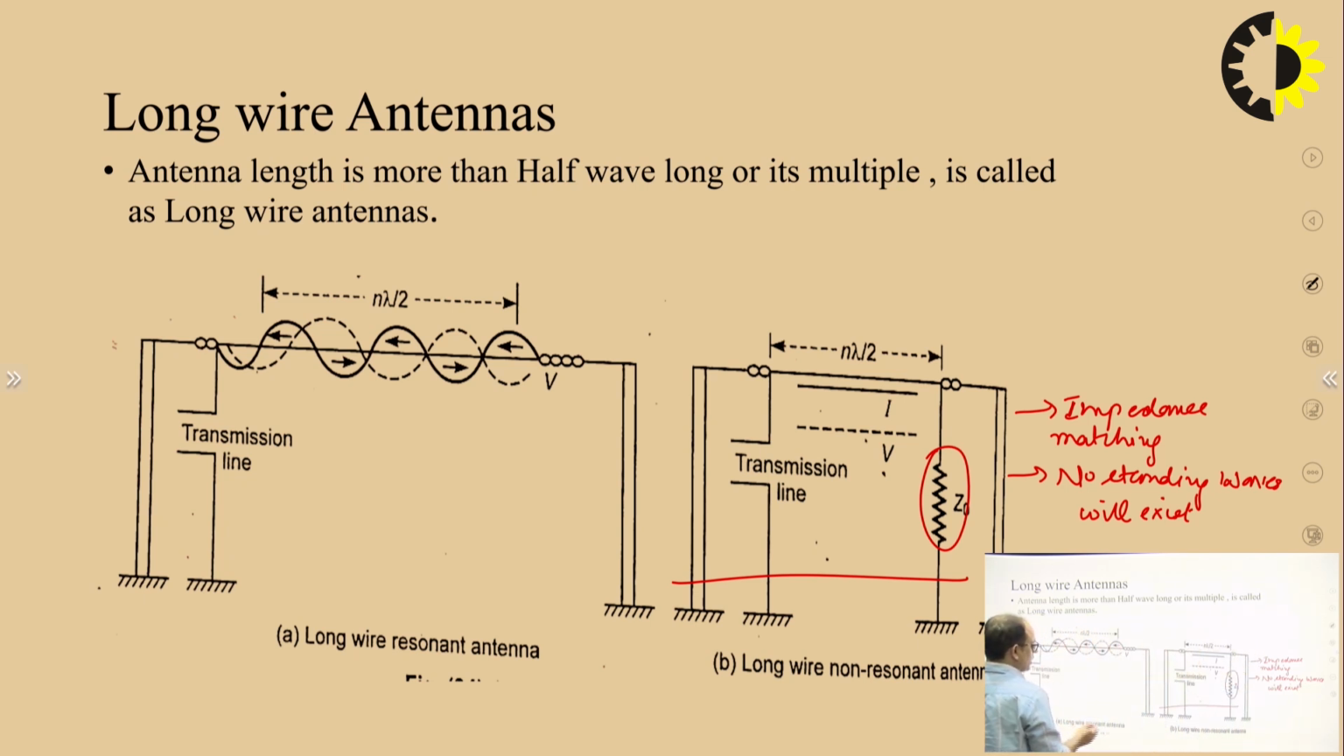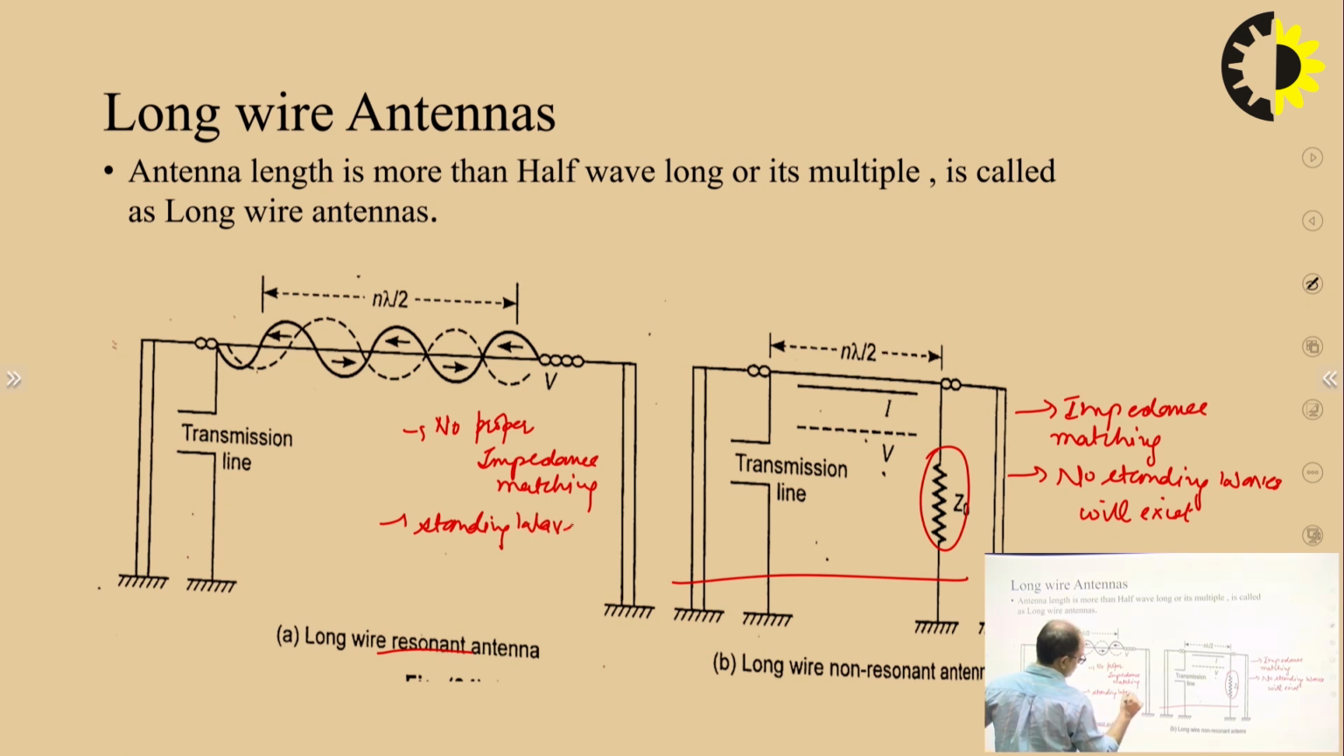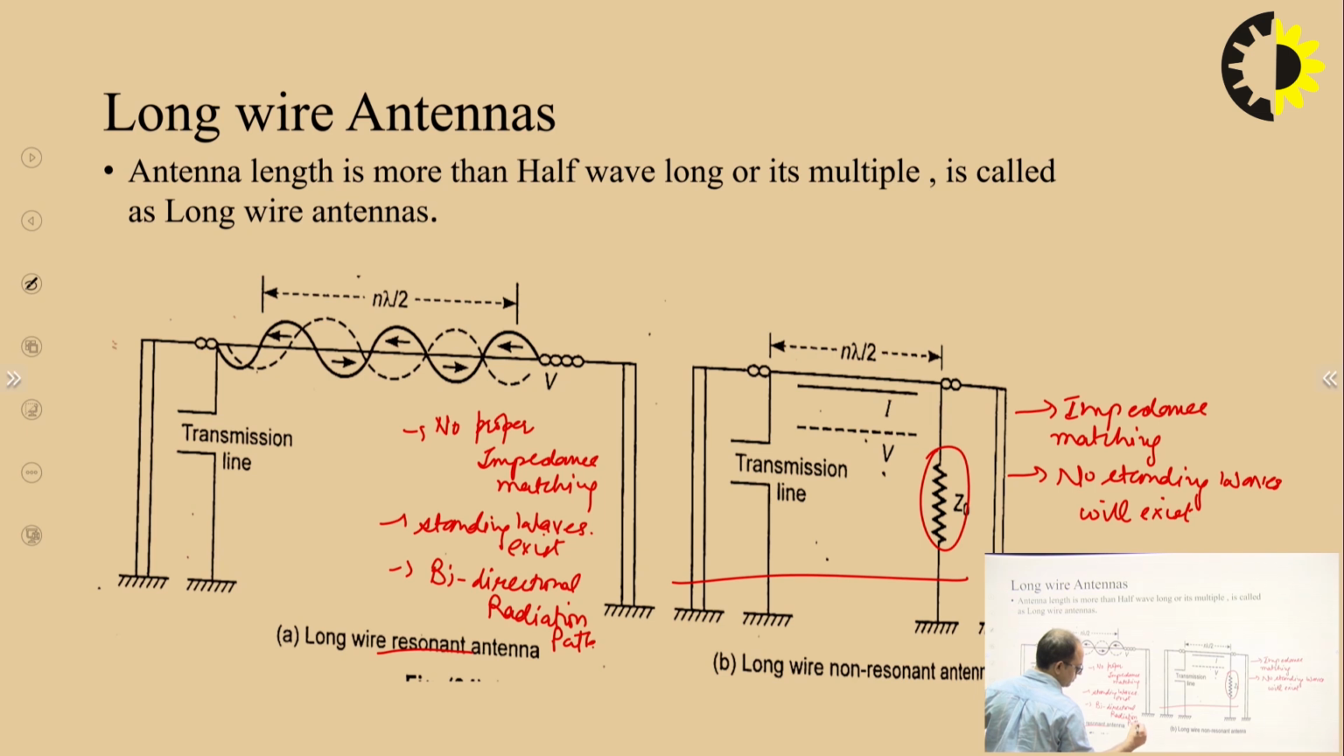And in the resonant type of antennas, there is no proper impedance matching, as there is no terminal impedance. This results in the existence of standing waves, and due to the standing wave existence, the radiation pattern of this type of antenna is bidirectional. And here, due to the proper impedance matching, no standing wave exists, and the radiation pattern is unidirectional. Clear?